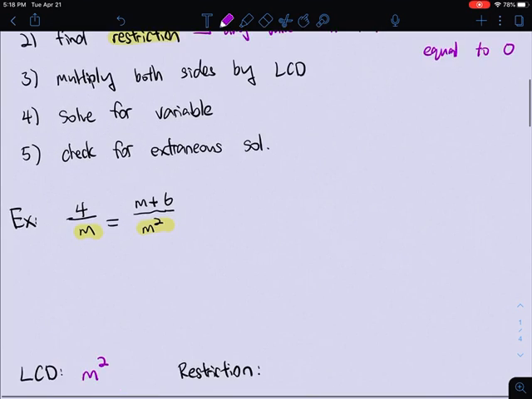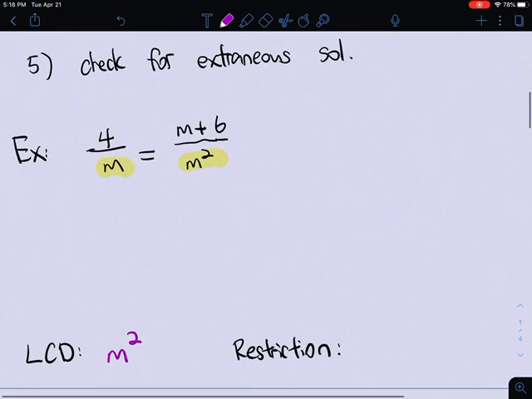Step 2, find the restriction, which again is any value that makes the denominator equal to 0. Okay, so here we have 2 fractions. We have 4 over m and m plus 6 over m squared. So we know that a fraction is division, right? So just thinking of it in terms of regular numbers and not variables, one number we can never divide by is 0, right? We can't divide by 0 because that's undefined, but we can divide by any other number. So in this case, we have to watch out for values that will make the denominator equal to 0.